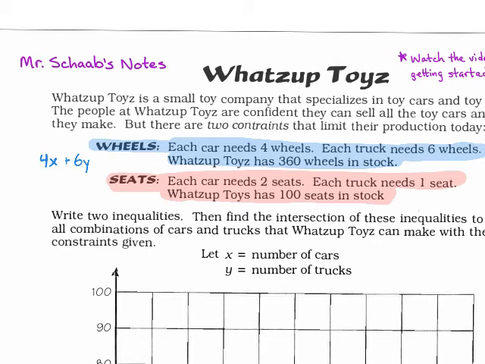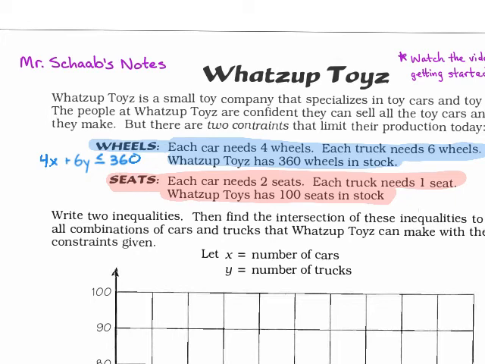So the sign we need to use is less than or equal to. All right, and then that's going to be where you always put the total on the back end of the inequality. All right, so basically we're saying 4 wheels per car plus 6 wheels per truck has to be less than or equal to 360 because that's all they got. So they cannot produce cars and trucks that require more than 360 wheels.